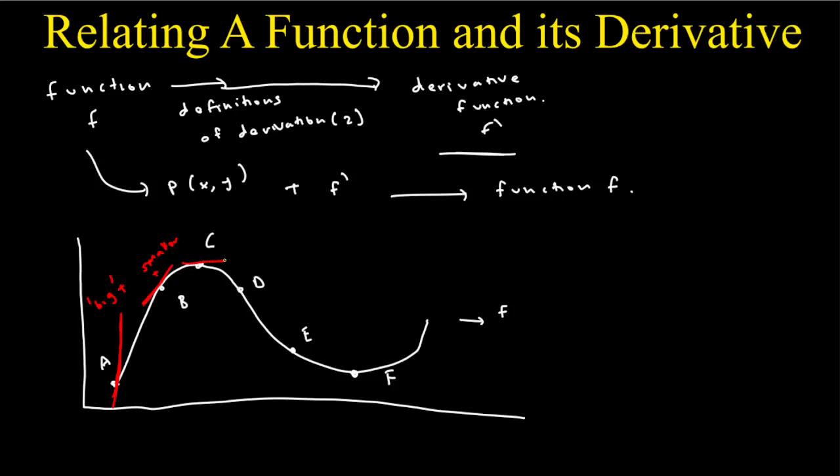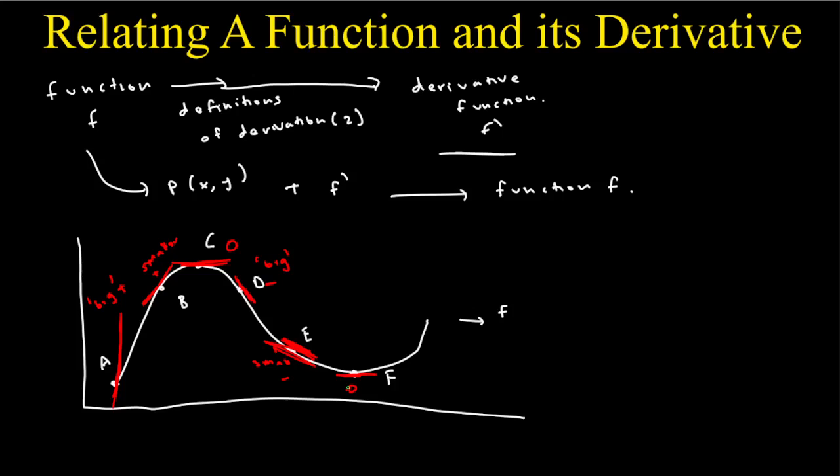At C, there's something interesting. Our tangent line is completely flat, so it has a slope of 0. And then at D we get a big negative. At E our slope becomes a little less negative, so small negative. And then at point F, our slope becomes 0 again.